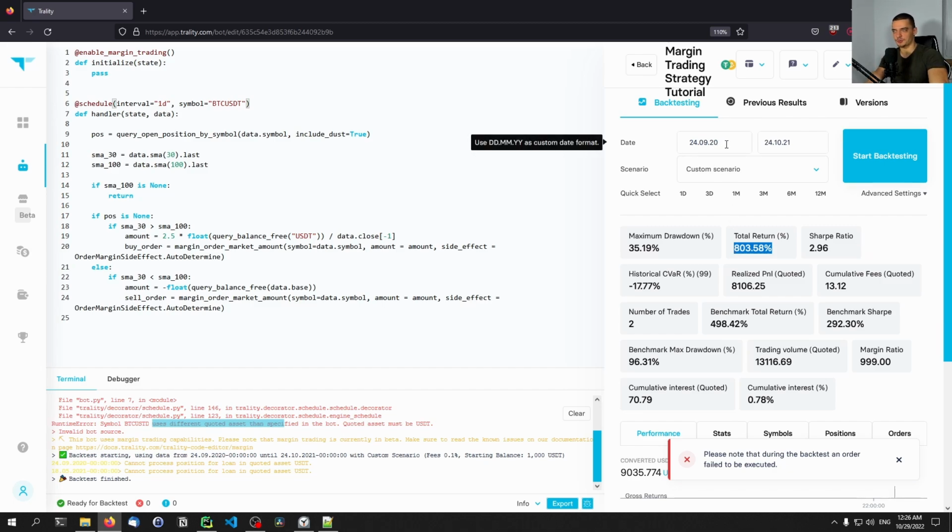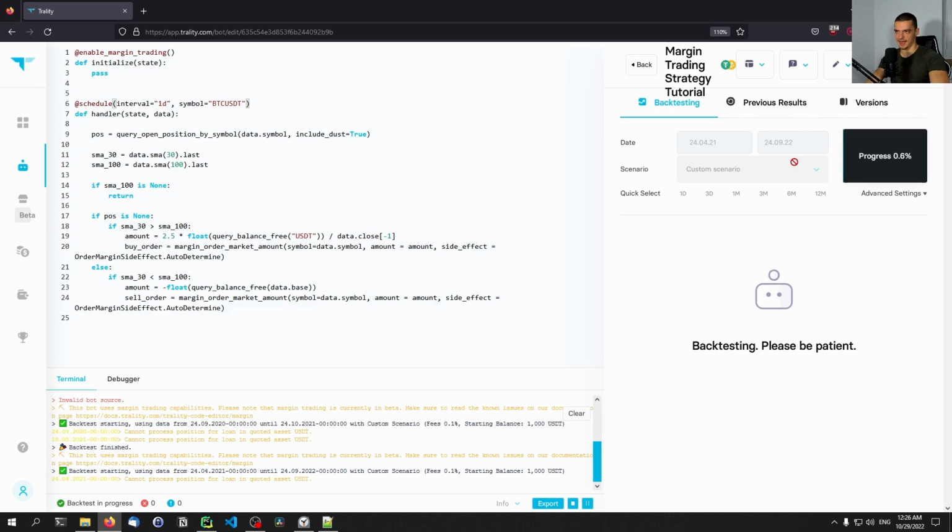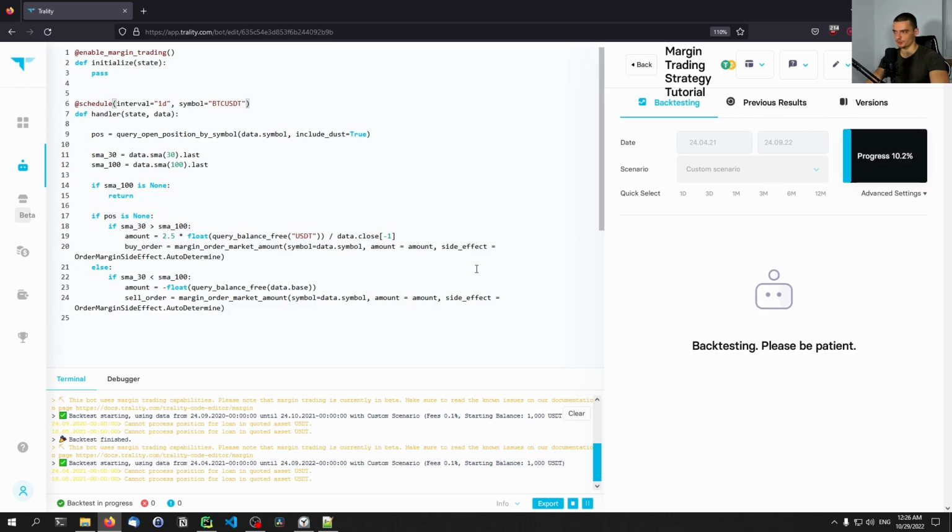I also have a counterexample. If we go from the 24th of April, so April 2021 to 24th of September 2022, actually, in that time frame, I think we should have a loss, if I remember correctly. Not a big loss, but a slight loss.